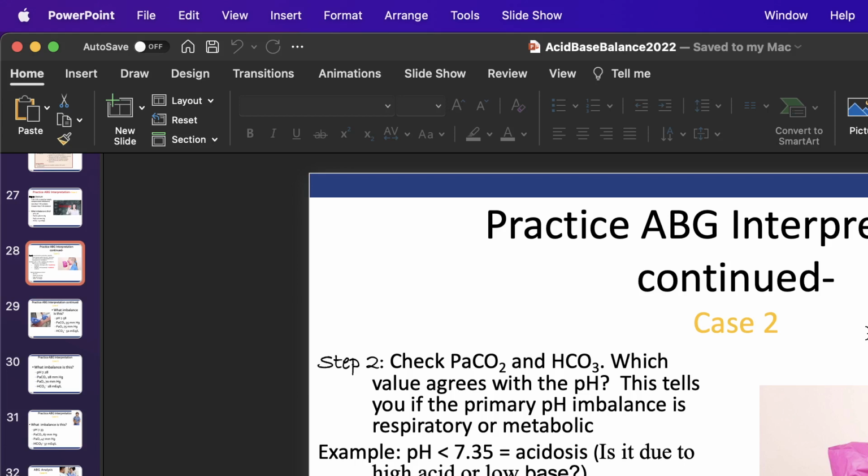Now the hard part, the part that makes our head hurt a little. Is it fully compensated? No. How do you know? pH is not within normal limits. Excellent. Now, for the trickier part, is it partially compensated? No, and we know it's not partially compensated because our third value is within normal limits. If there was partial compensation, that would be moving in the opposite direction. So this would be somebody probably hyperventilating.